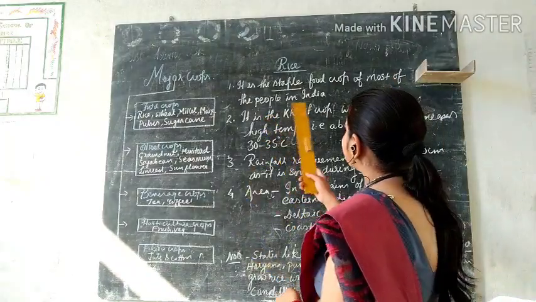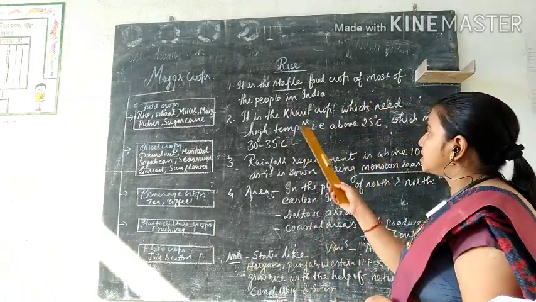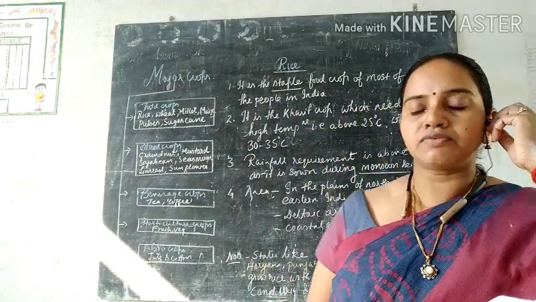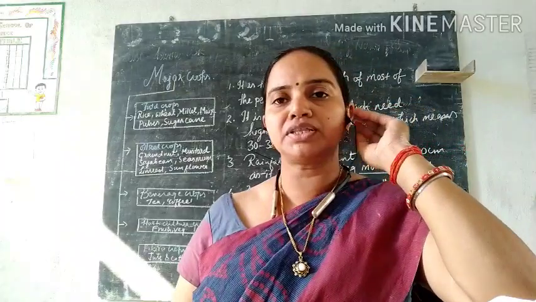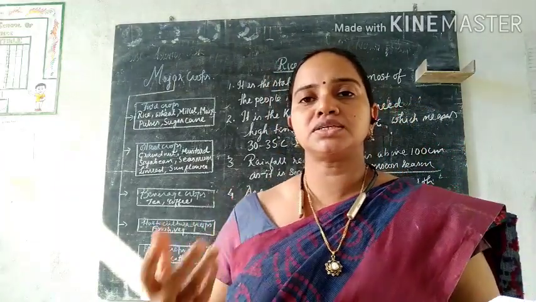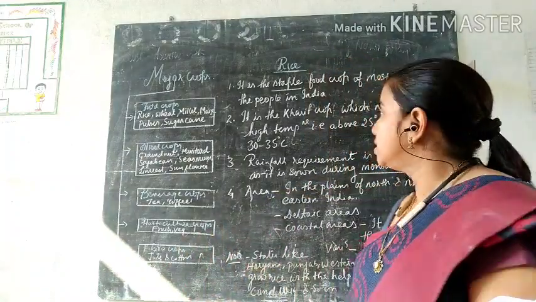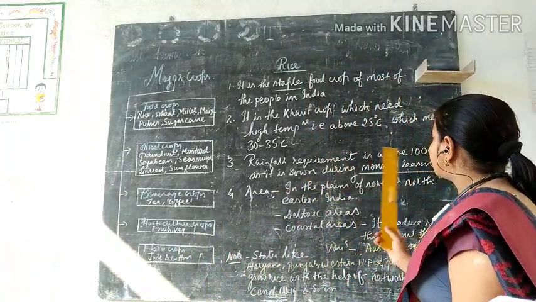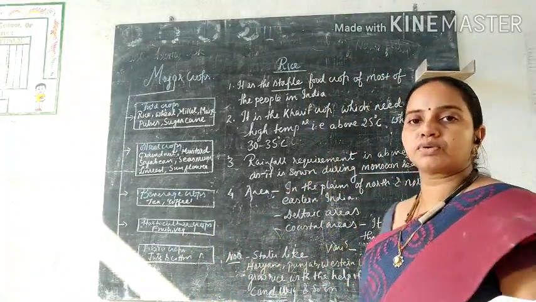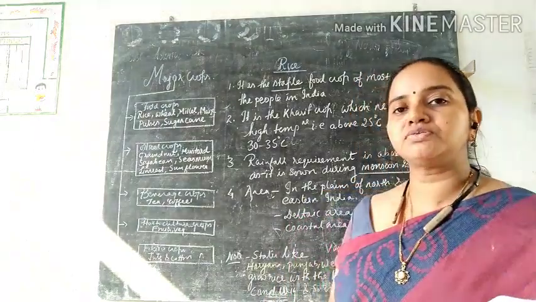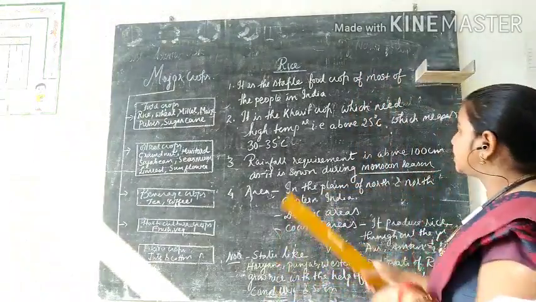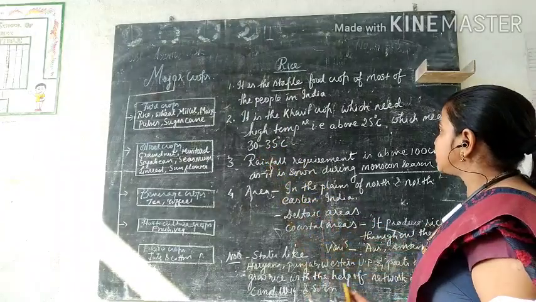Secondly, it is a Kharif crop which needs a high temperature, about above 25 degrees centigrade. Since it is sown during the monsoon, the rainfall required is about 100 centimeters, and the temperature required is approximately 30 to 25 degrees centigrade.